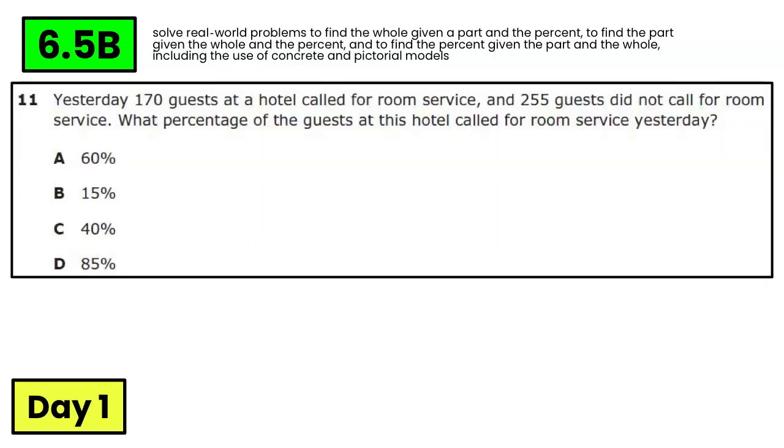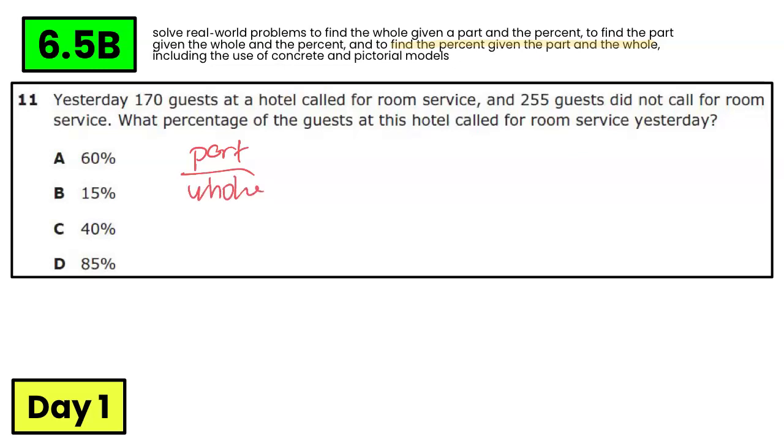On day 1, we're going to be practicing finding the percent whenever we're given the part and the whole, which is going to be this part of the TEK. In this particular STAR released question, we read that yesterday 170 guests at a hotel called for room service and 255 guests did not call for room service. And we want to know what percentage of the guests at this hotel called for room service yesterday. And so in order to find this percentage, we're going to take whatever part did call for room service and divide that by the whole.